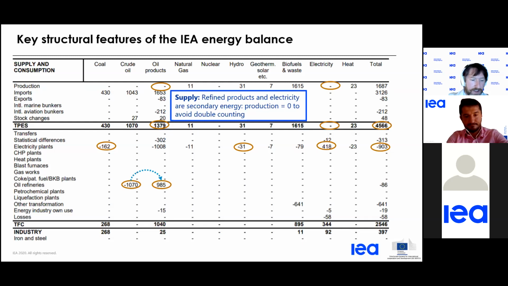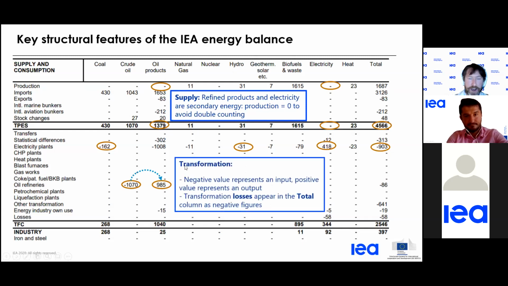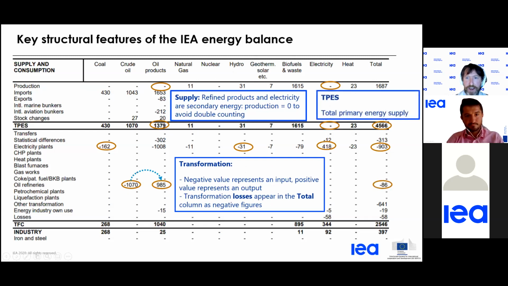So to summarize, in the supply section, production of secondary products are shown as 0. And in the transformation section, inputs are negative and outputs are positive. And transformation losses are shown in the total column. And finally, total primary energy supply can be obtained by summing the supply of the various products.